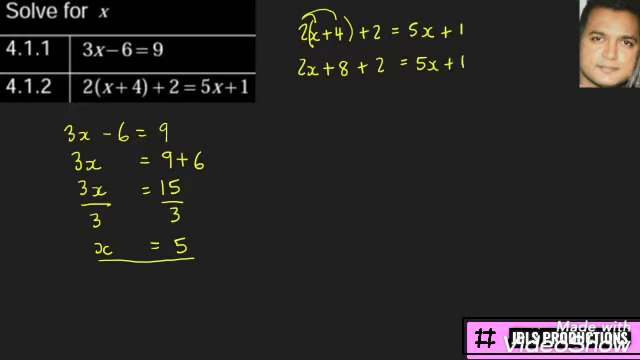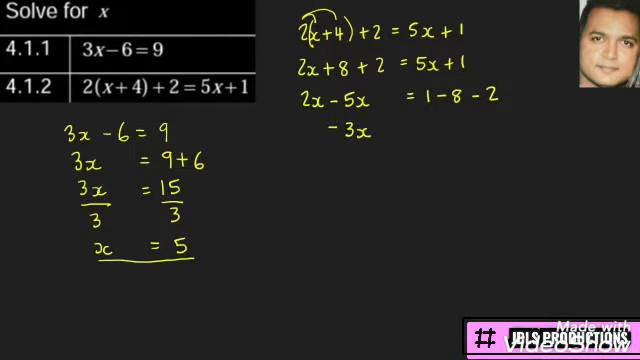Now what we need to do is bring the x's onto one side and the numbers on the other side. So we'll be left with 2x. If I bring this x onto this side, it will be minus 5x. And then let's work with the numbers. We have 1 minus 8 minus 2. So 2 minus 5 is minus 3x.